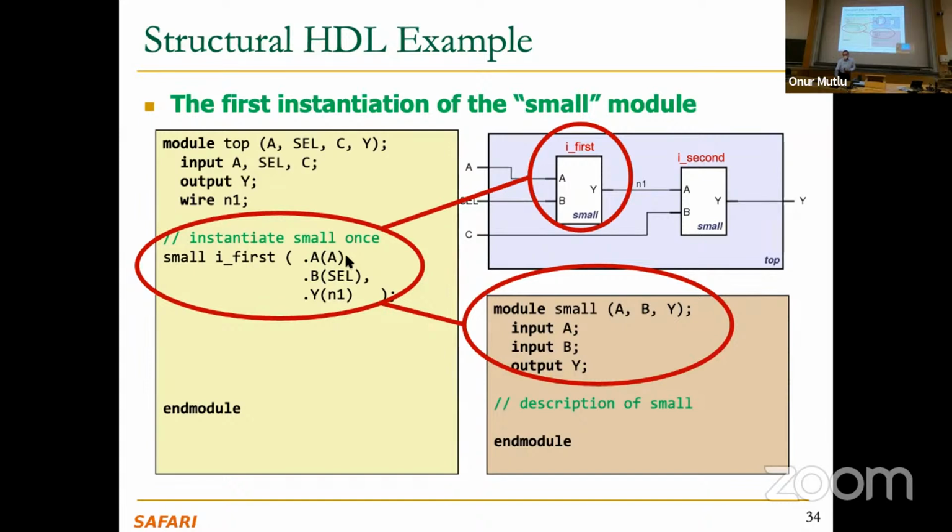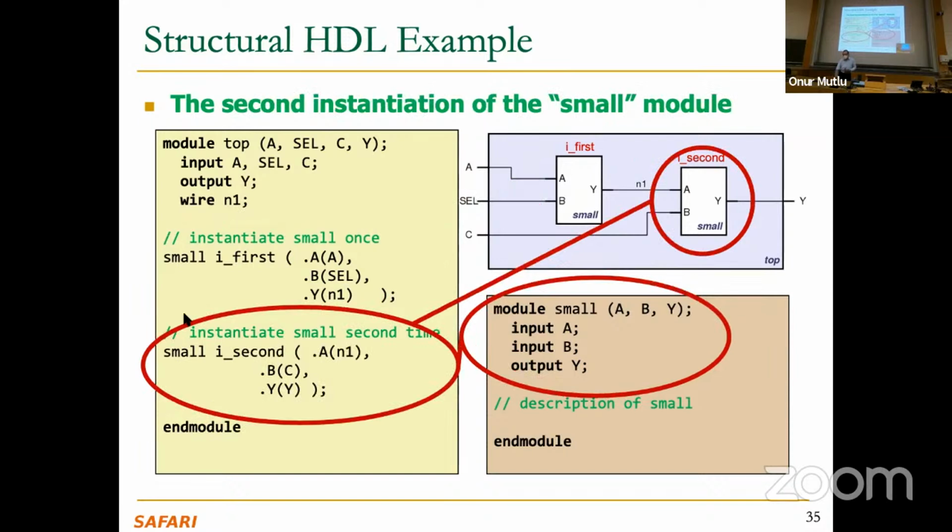This is how you instantiate the module, basically. This is the first module. You can name it I first, as you can see over here. And then you basically tie the A input of the small module to the A input of the top module, B input of the small module to the select input of the top module, and the Y output of the small module to the N1 wire. So Y output of the small module to the N1 wire that's defined in the module. So basically, you need to map the inputs and outputs to parameters or wires inside this function. Let's say modules are like functions, basically. But basically, you're connecting modules in this case.